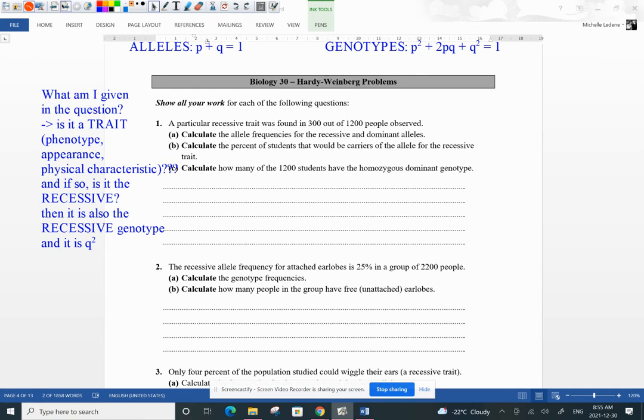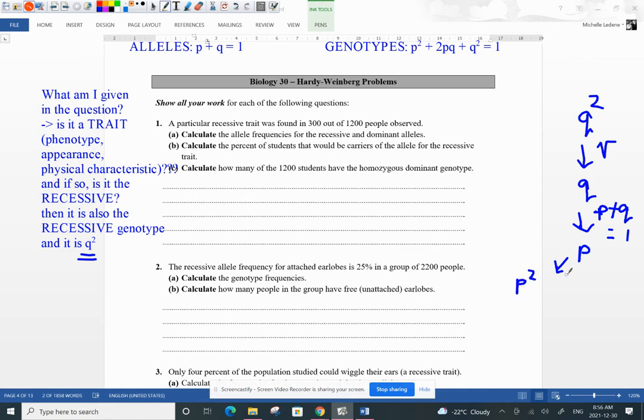Because if you know the recessive trait, you also know that's the recessive genotype, and that's the q squared. And then, of course, if you find the q squared, we've been doing this for a couple of questions, you can then find q. You take the square root, and then use your equation p plus q equals 1 to find p. And then from there, you can figure out whatever they want.